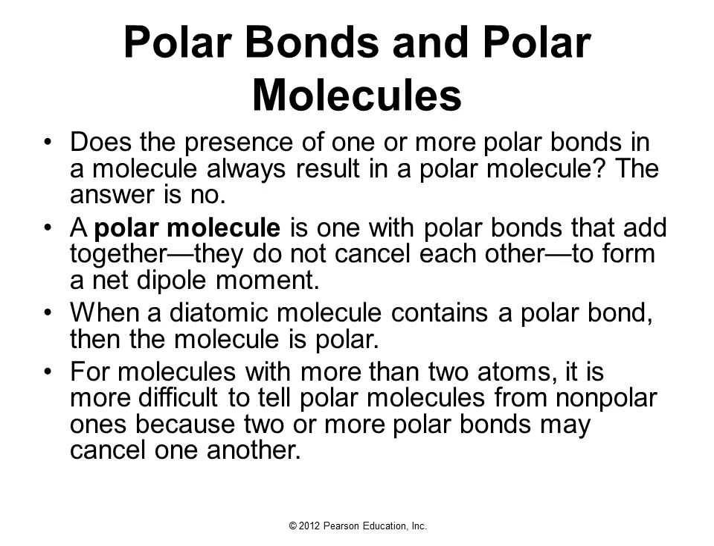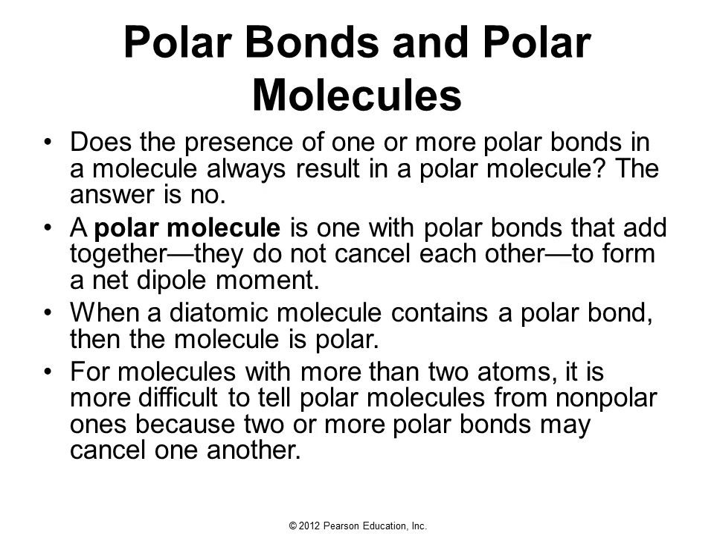Does the presence of one or more polar bonds in a molecule always make a molecule polar? The answer is no. A polar molecule is one in which the polar bonds add together. If they cancel each other, you don't have a polar molecule. When it's a diatomic, there's no possible cancellation, so if it's a polar bond, the molecule is polar.